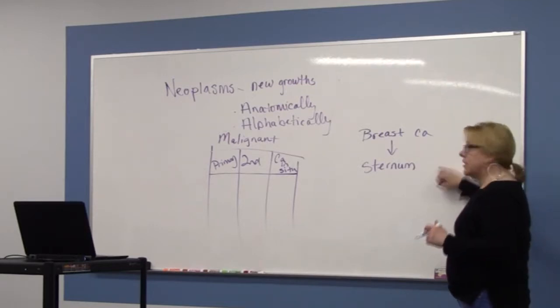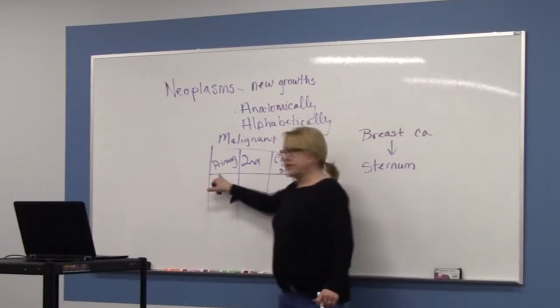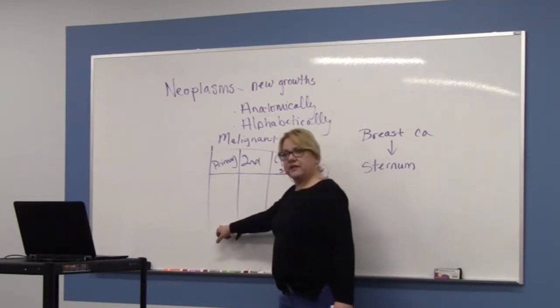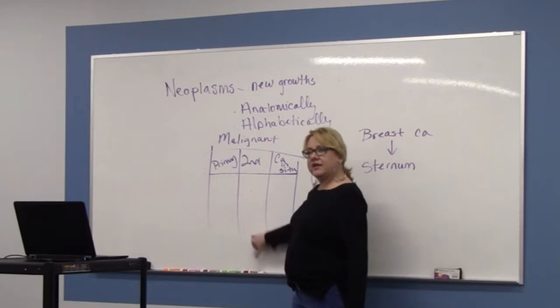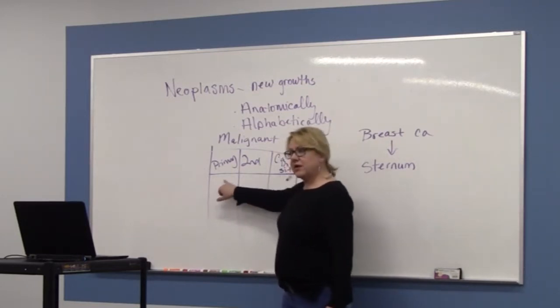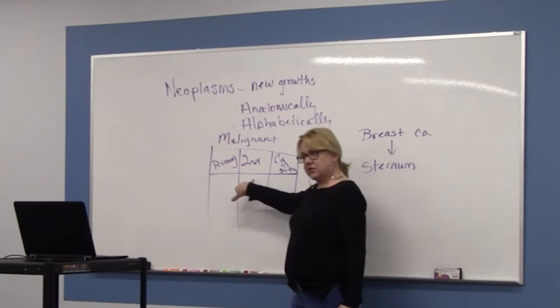So to find those codes, I'm going to go to breast. I'm going to pull breast out of the primary column. And then I'm going to go to bone and then find sternum, and pull that out of the secondary column. The breast is my primary cancer. This bone cancer is my secondary cancer.